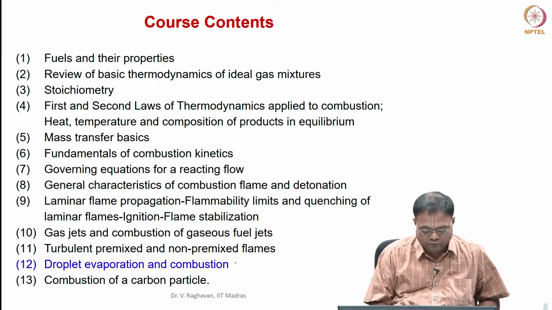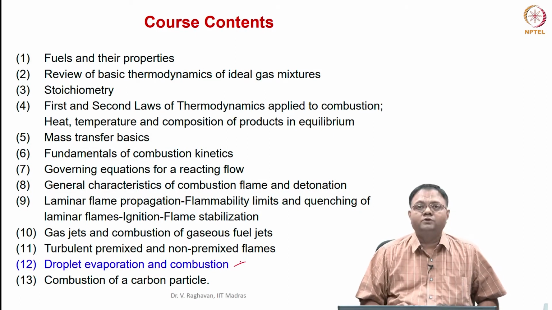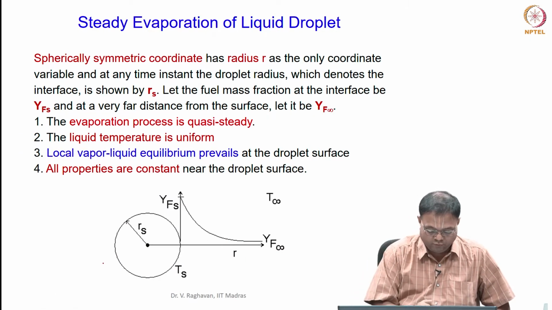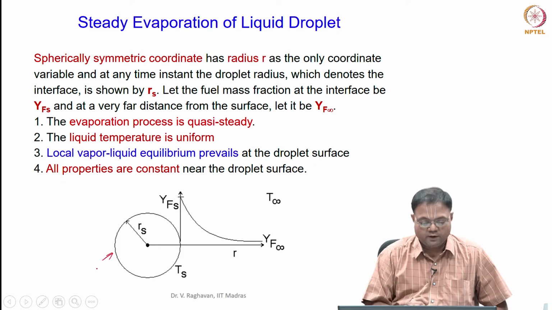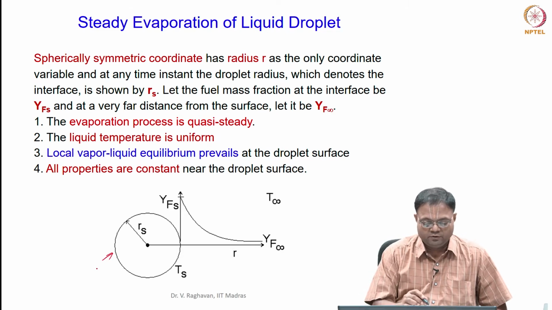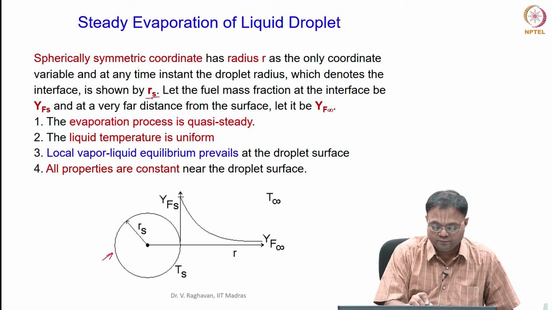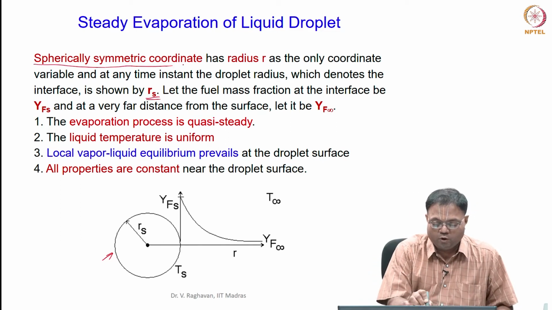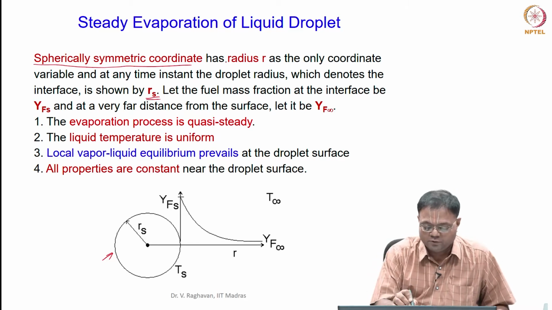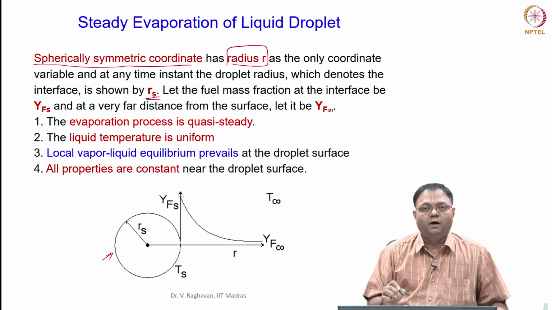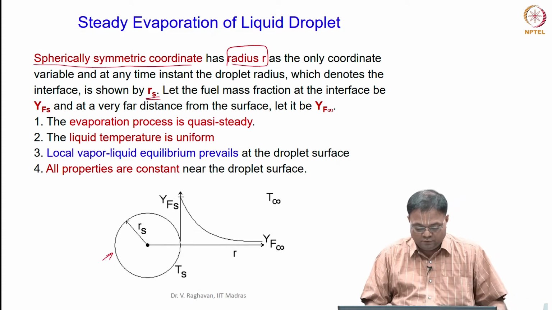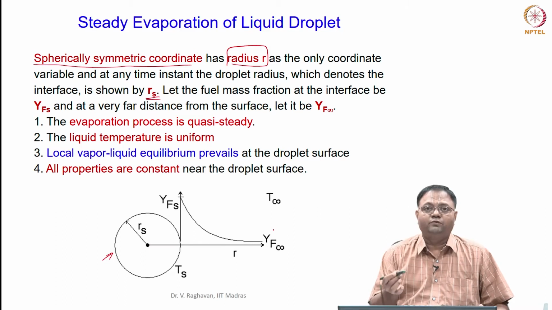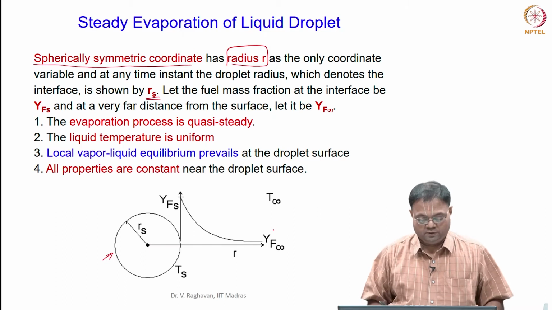Okay, so the next topic is droplet evaporation and combustion. We will consider an isolated droplet, of radius Rs at any time instant, and we will consider only the spherically symmetric coordinate, which is only one dimension. So radius is the only coordinate variable in this. At any radius, the profiles will be the same, so it's spherically symmetric basically.